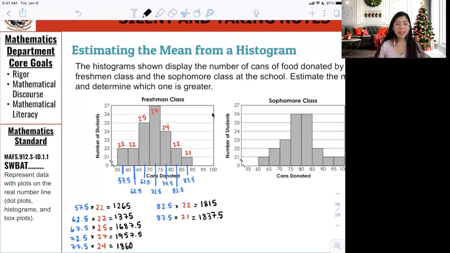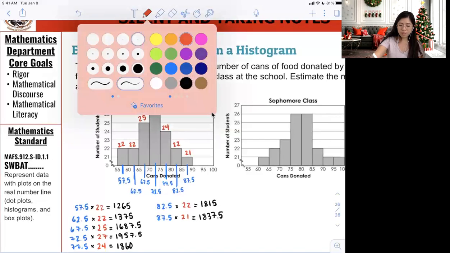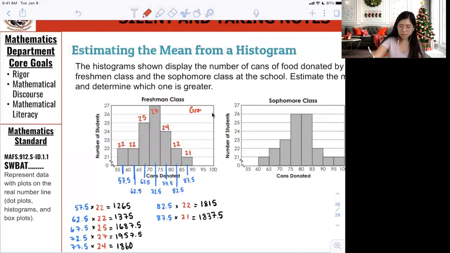Okay, so now I've got all these values. Here's the last step. I need to know my grand total. So let's add up all of those totals. 22 plus 22 plus 25 plus 27 plus 24 plus 22 plus 21. What do I get? 163.